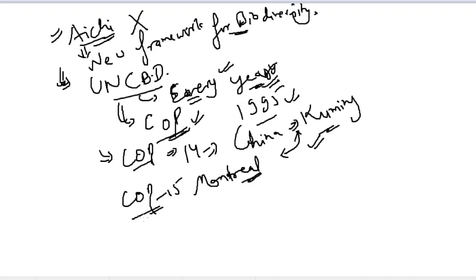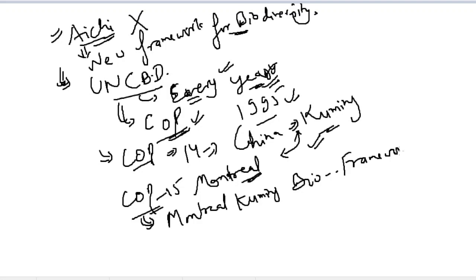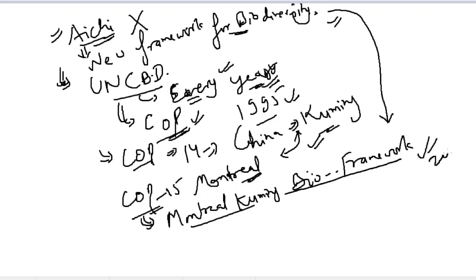diversity. Okay, so the outcome of this COP 15 was the launch of the Montreal Kunming biodiversity framework. Okay, this new framework has been adopted in the continuity of the Aichi targets. Now Aichi targets have passed. Now new targets have been announced for biodiversity in this framework till 2030 and 2050. Okay, some targets have been given for 2030 and some for 2050.